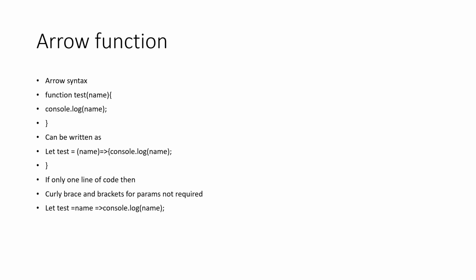So you have a function test. Now that can be rewritten as let test equal to, in brackets the parameter, and console dot log. If there is only one line of code, the curly braces are also not required. So the last line is how you create a function. The main purpose is to reduce lines of code. So that is the main thing.